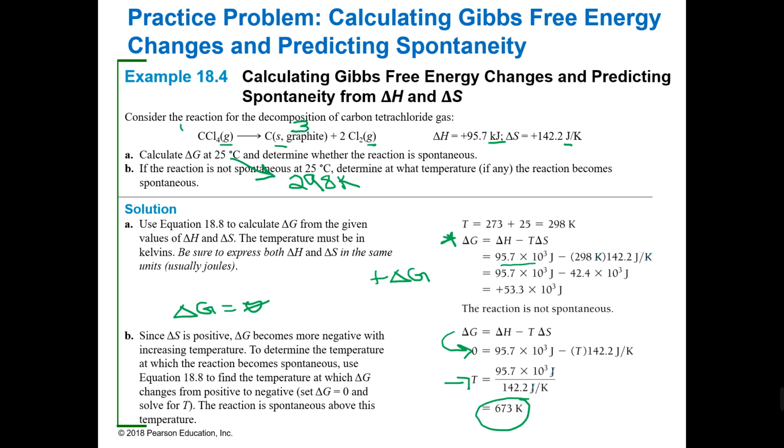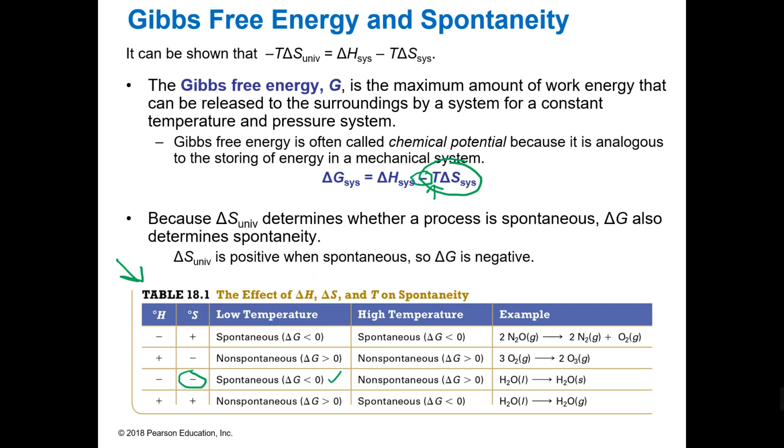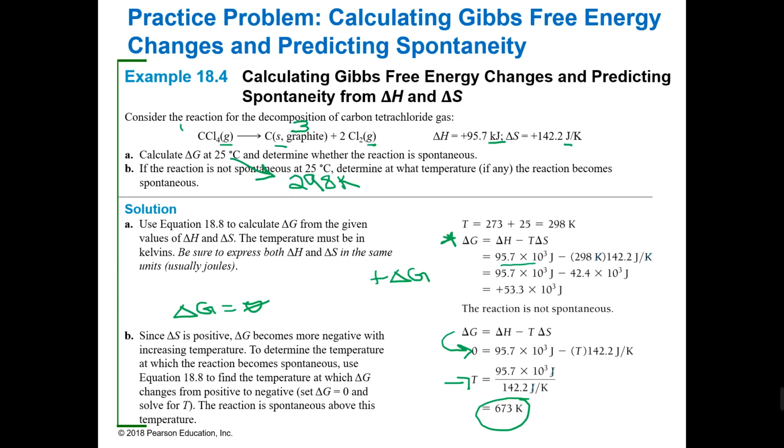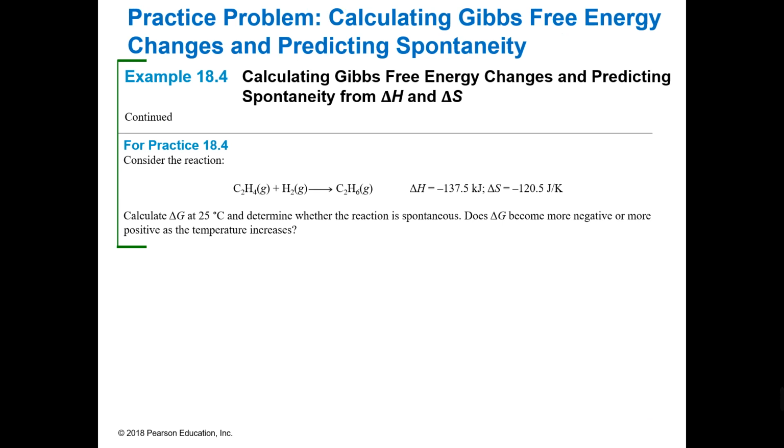And if you remember, we have here a positive delta H and delta S. If we go back to our chart, positive and positive, it's going to be spontaneous at very high temperatures. Go ahead and practice this one on your own. And if it is not spontaneous, I want you to determine at what temperature it is spontaneous. That's it for part 1 of Chapter 18, Thermodynamics.